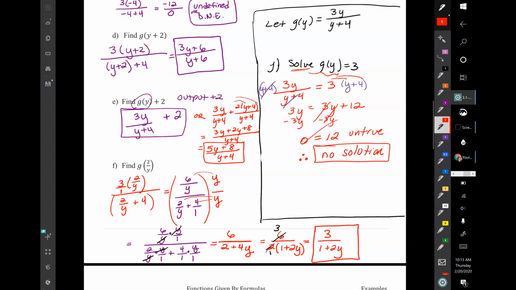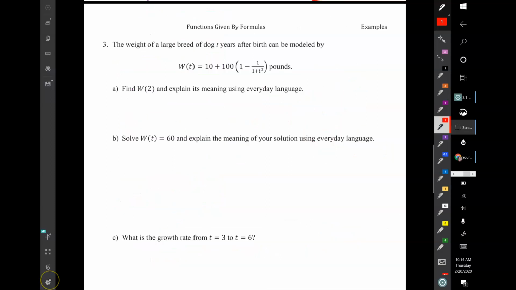Next, we're going to look at an application problem. We have the weight of a large breed of dog t years after birth can be modeled by w of t equals 10 plus 100 times parentheses 1 minus 1 all divided by 1 plus t squared and parentheses pounds. Part A says find w of 2 and explain its meaning using everyday language. Now you've done these kinds of things a little bit with the everyday language. You're used to substituting things in. We do have some fractions involved, but you can handle that.